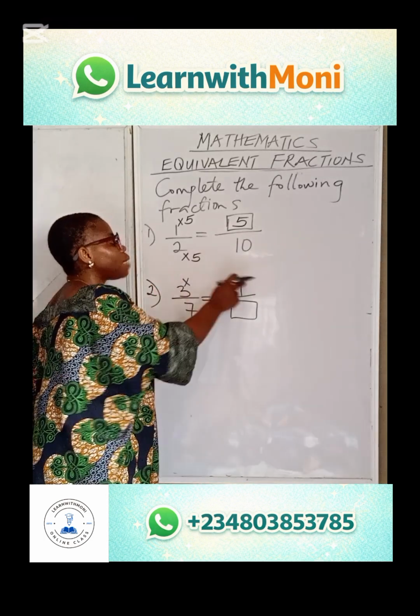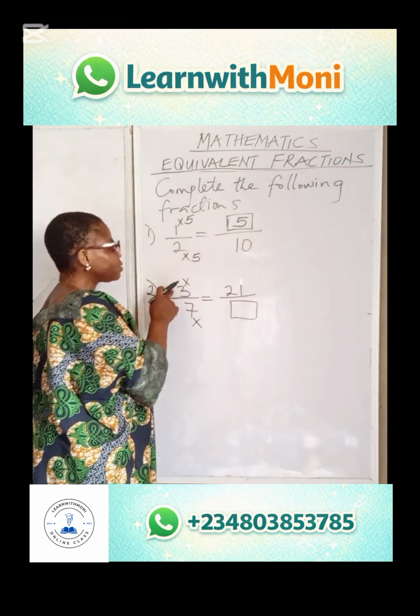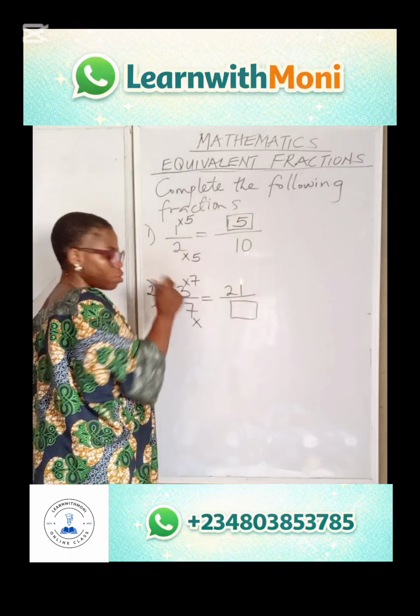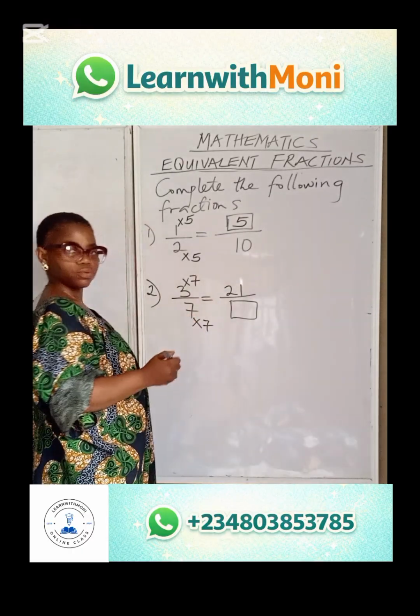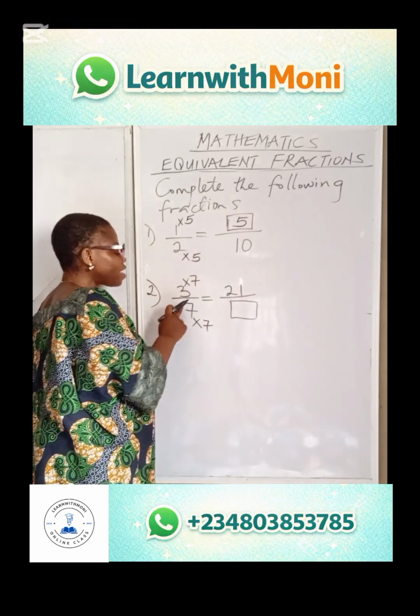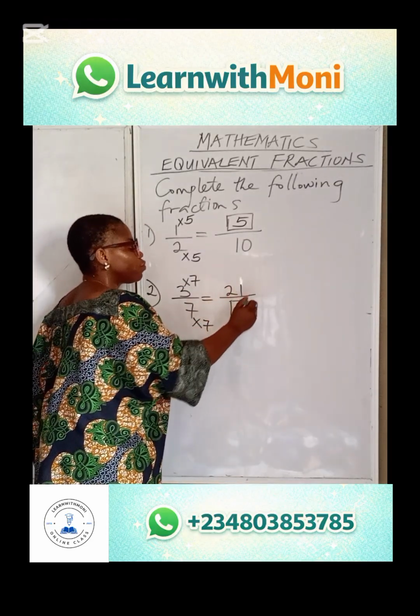What happened to 3 that made it 21? That is 3 times 7. The same thing that happened to the numerator must happen to the denominator. While 3 times 7 grew to 21, 7 times 7 will grow to 49.